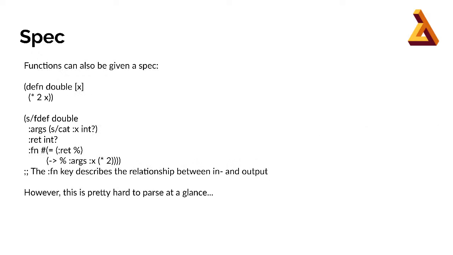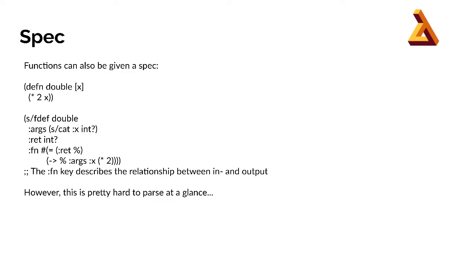You can use them on functions as well. So if we've got a function that doubles x, it multiplies x by 2. Well, that's fairly easy to understand. But if you want to define a function that checks that the input and the output are correct, it looks like this. Yeah, you can see it looks a bit weird, basically.